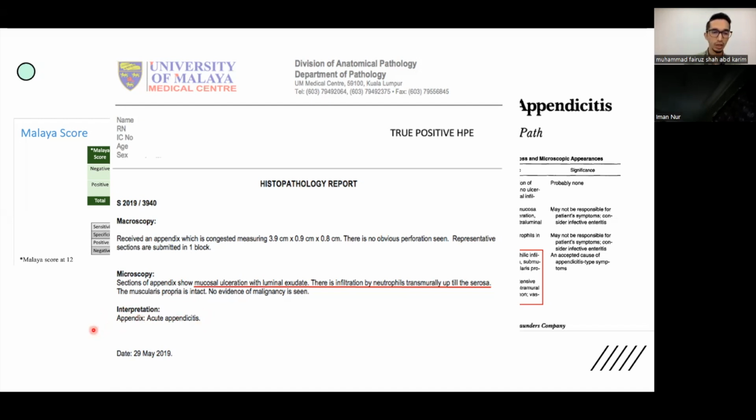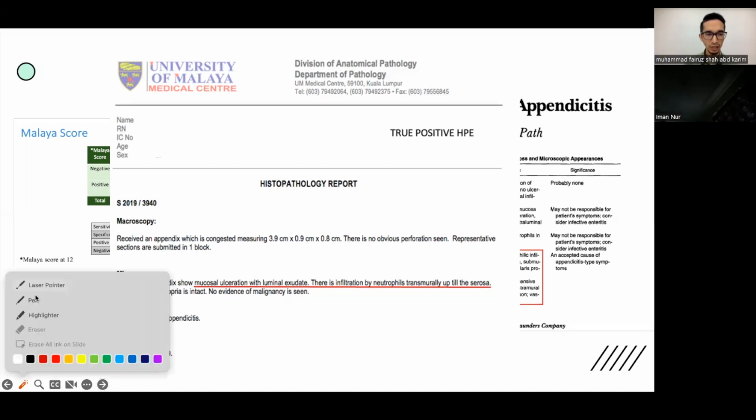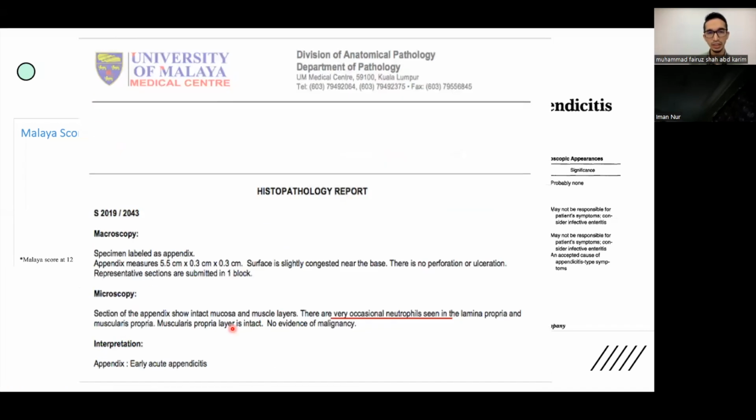When I further looked into the microscopic part, I found that, as you can see from here, these are examples that are labeled as acute appendicitis. But if you look at the microscopic part, it only mentions very occasional neutrophils seen. It means that it doesn't fulfill the criteria to diagnose acute appendicitis based on the HPE result. When I presented this case to Prof. April, she gave me this idea, and only then did I realize that some patients who tested negative with the Alvarado score and turned out to be positive on HPE in real life may not have a true HPE result, because it doesn't fulfill all these criteria.